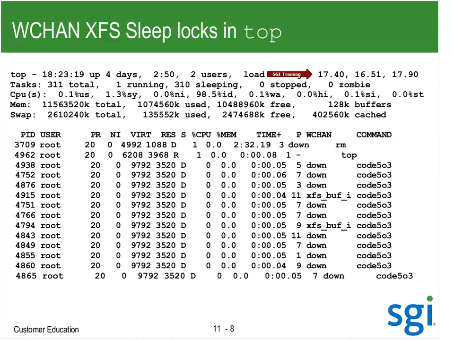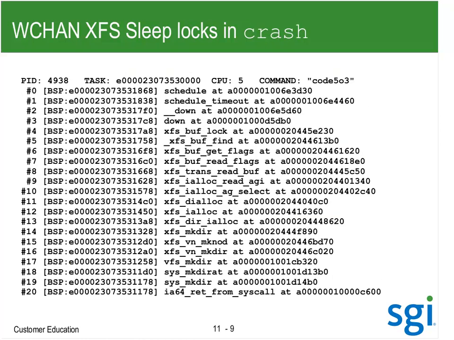But the newer kernel won't print out down. It will print out the lock that called it. I'm also seeing some XFS buff lock, buff WCHAN waits as well. Here then I went into crash and looked at it, and we were doing this yesterday. So here I'm doing my make dir. Here I'm trying to allocate the inode for it. And I have a transaction that has to go off for the journal. And then here we are, XFS buff lock, waiting for a buffer cache buffer.